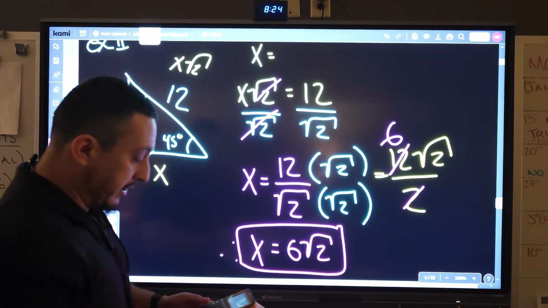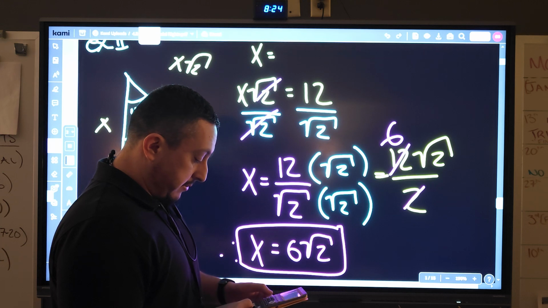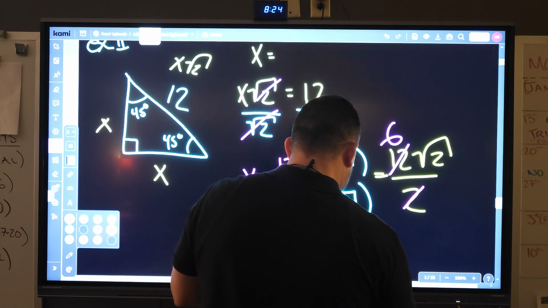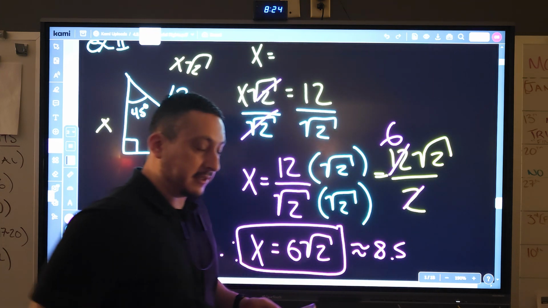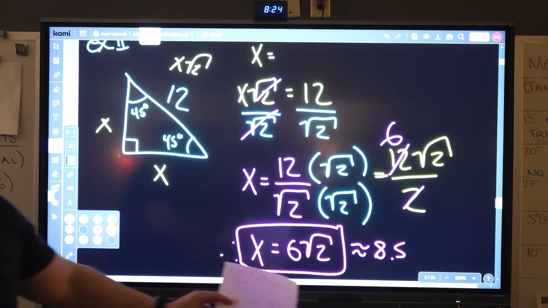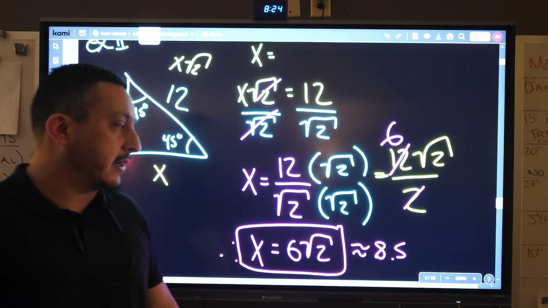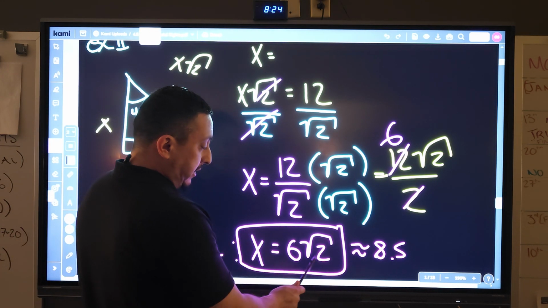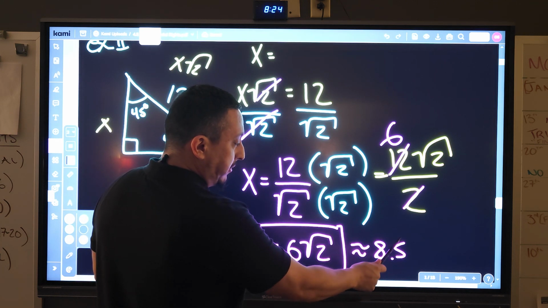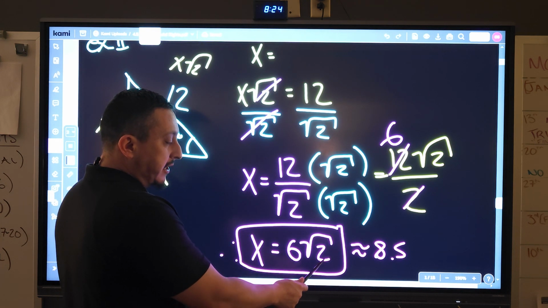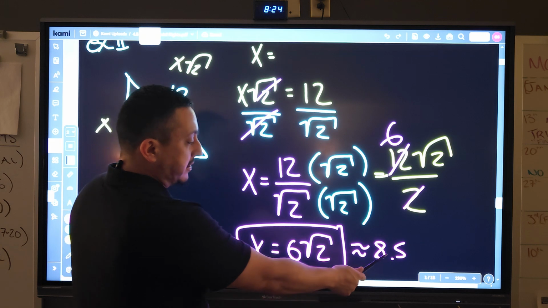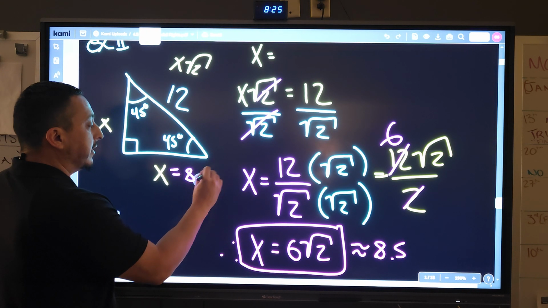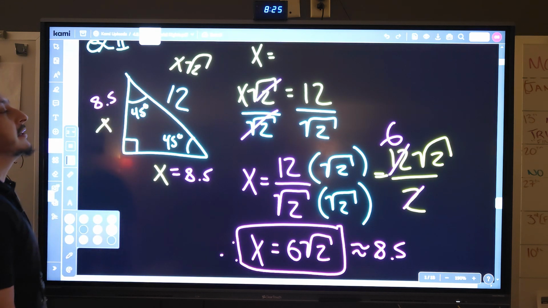So I'll go ahead and type it in. 6 times square root of 2. And so that's approximately 8.5 if I round to the nearest tenth. And that's the kind of answer you would get if you use SOHCAHTOA on your calculator anyway. So you need to know that if you use SOHCAHTOA and you have 8.5 and you see this answer on the test, you can just put this on the calculator and see what that approximate answer is. Okay. So anyways, this is 8.5, this is 8.5.